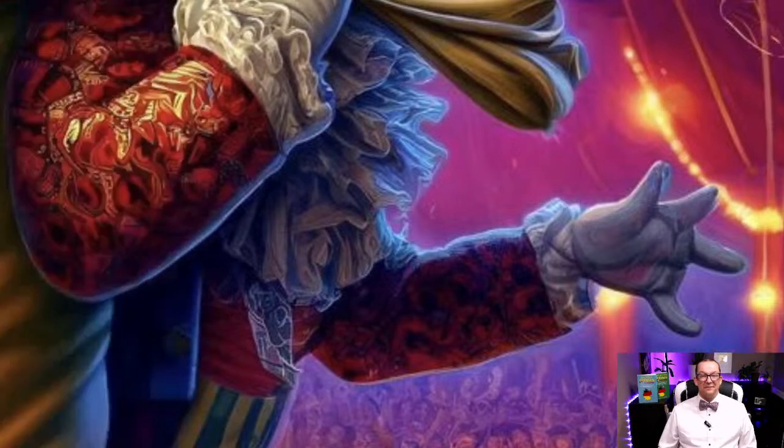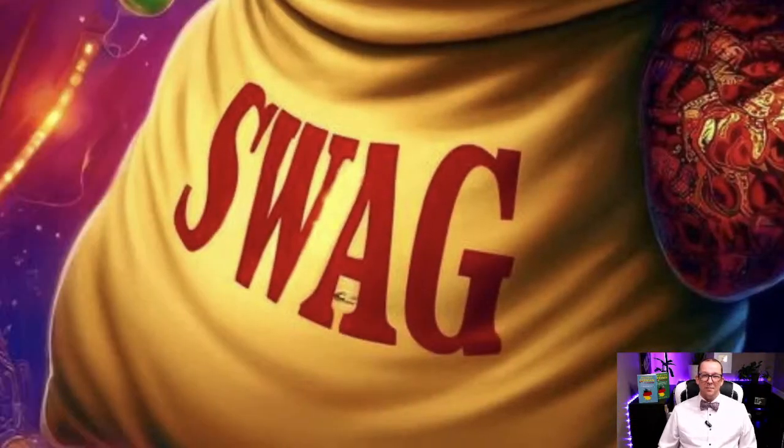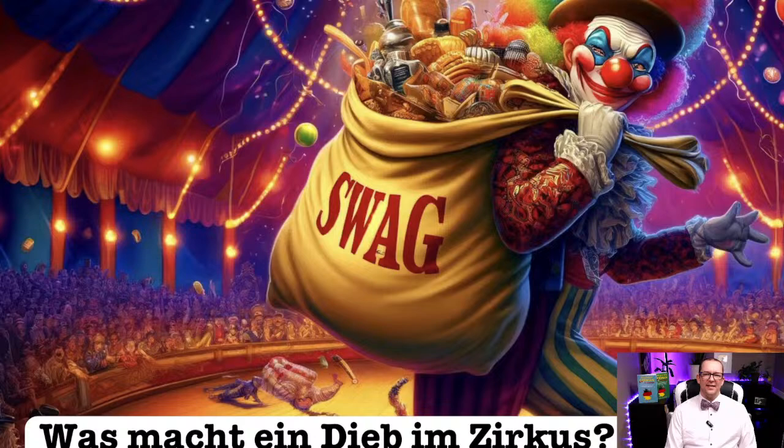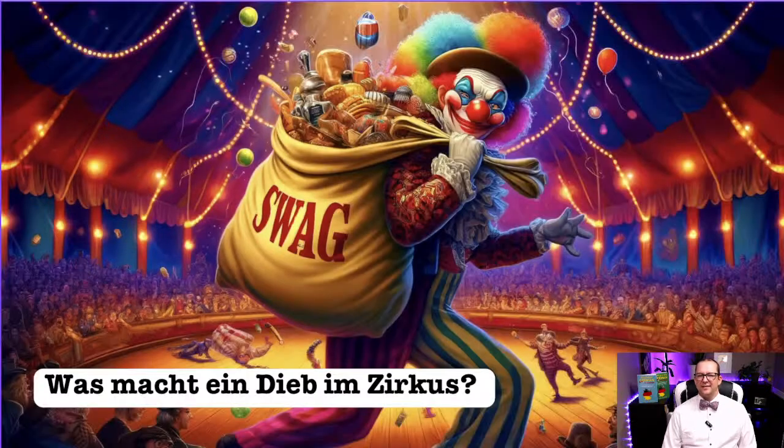So first of all, that's obviously AI, but also we have a swag bag that literally just says swag on it. I don't know a whole lot of thieves, but the ones that I do know don't usually carry around their swag in a swag bag that literally says swag on the side of the bag. At any rate, the sentence here says, Was macht ein Dieb im Zirkus? Which is, what does a thief do in the, I almost said in the circus, in the circus.